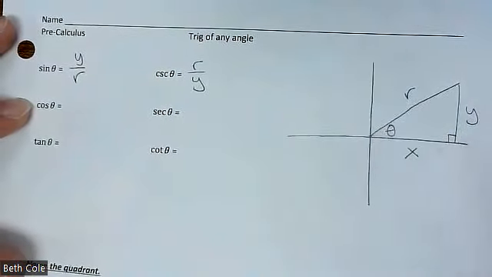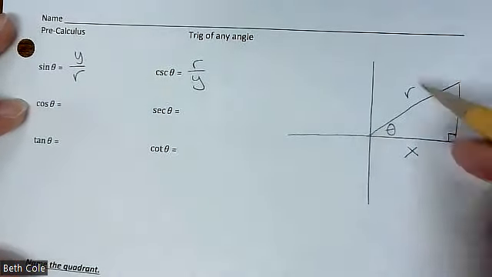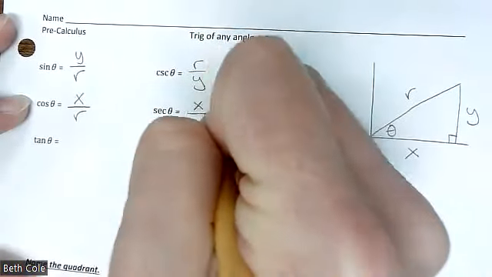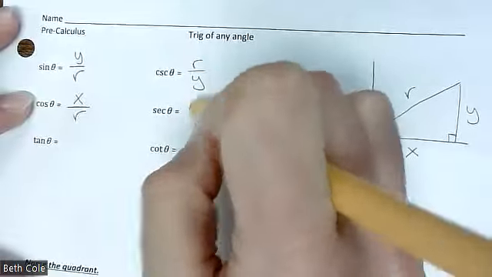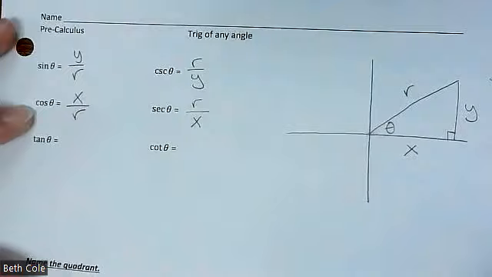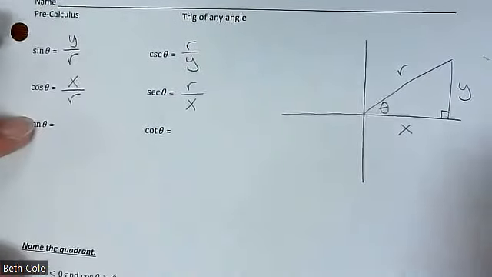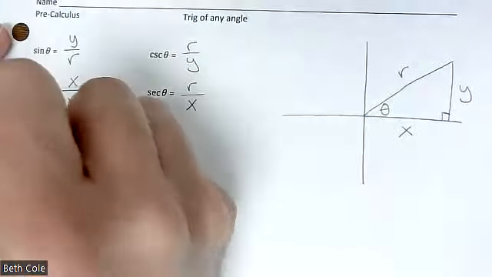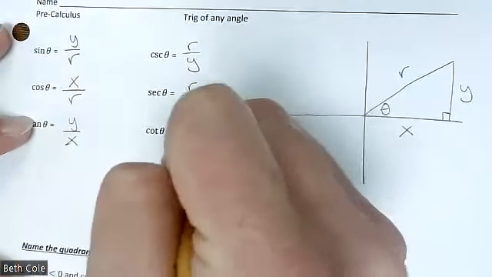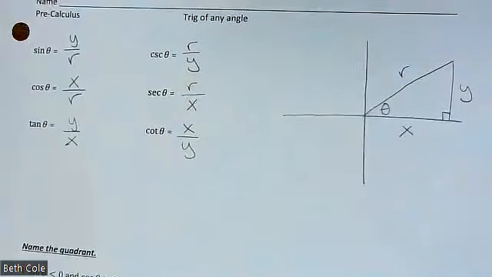Cosine is adjacent over hypotenuse. So that would be x over r. How do you say this one? Secant, good, would be r over x. Can't write and talk at the same time. All right, and then tangent, y over x. And this one is cotangent, x over y.